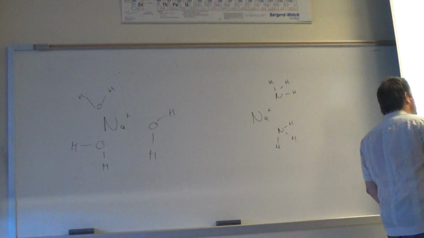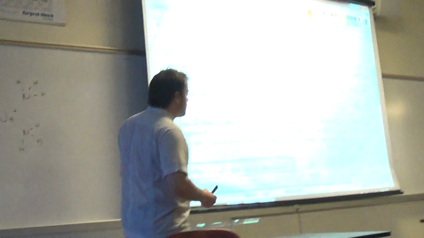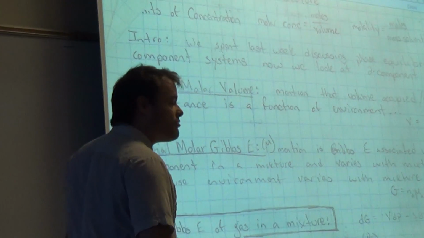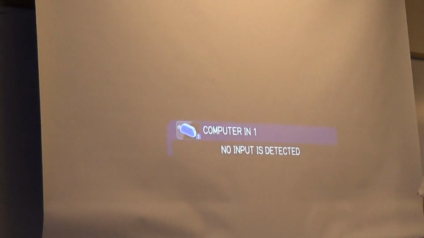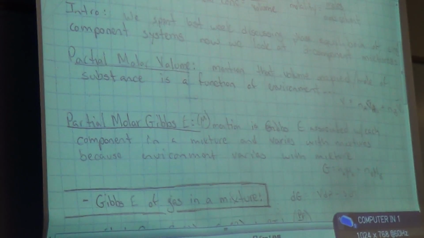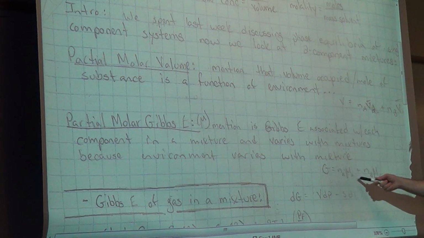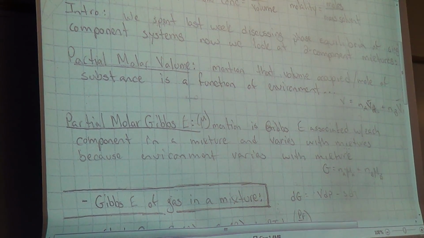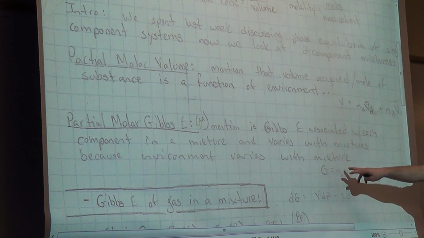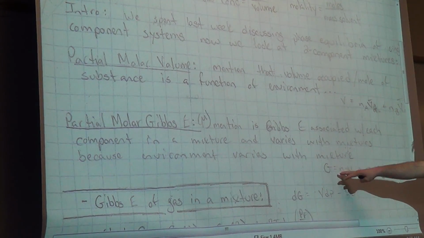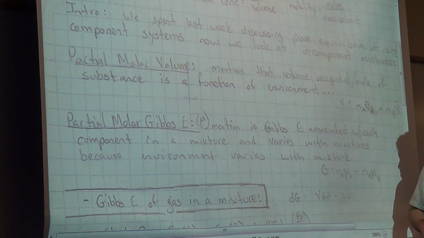So partial molar Gibbs free energy depends on the exact environment, but if you know it, if you know mu, you can sum the total Gibbs free energy, or you can multiply the number of moles times the partial molar free energies, and sum for each component and get the total Gibbs free energy.